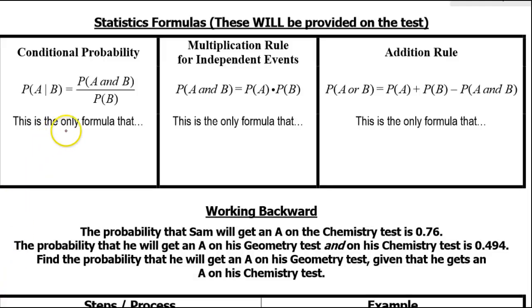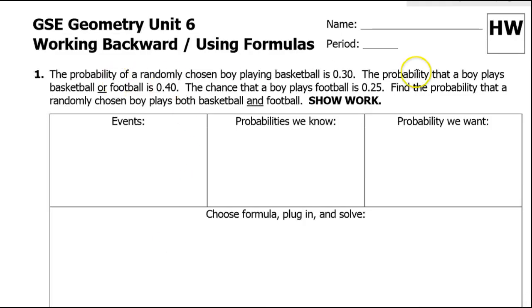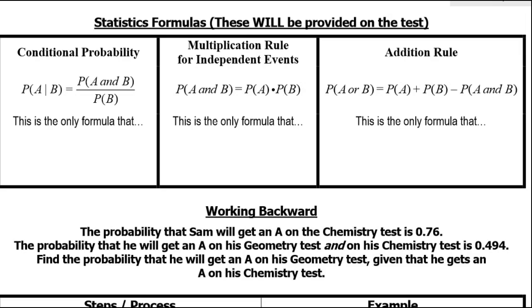In this video, we will use these formulas to solve for missing probabilities. In the past, I have given you Venn diagrams and two-way tables, and we didn't really need the formulas then. But in this video, I'm going to give you word problems, and there won't be any visuals. There won't be any Venn diagrams to use, no two-way tables, so we will have to use these three formulas.